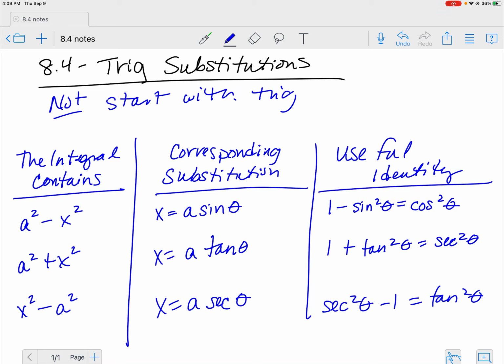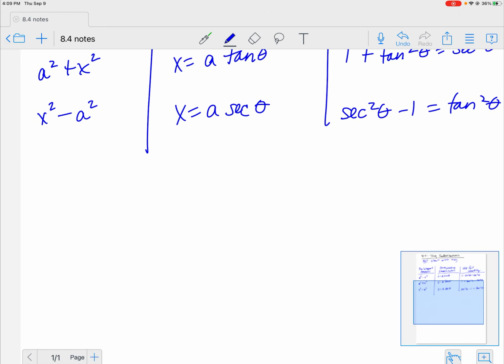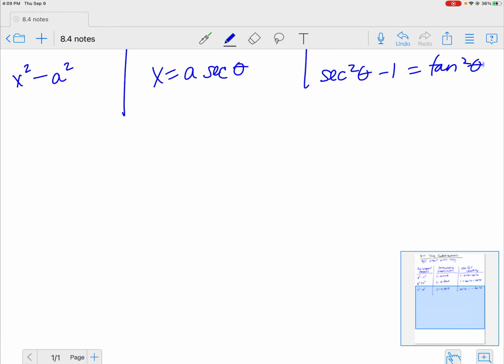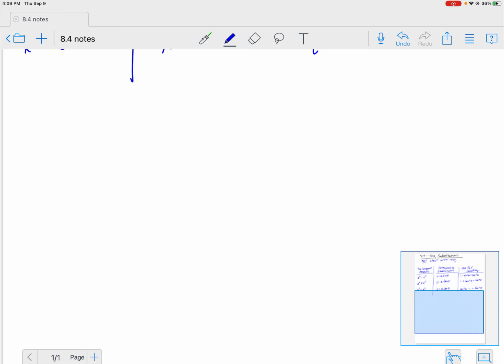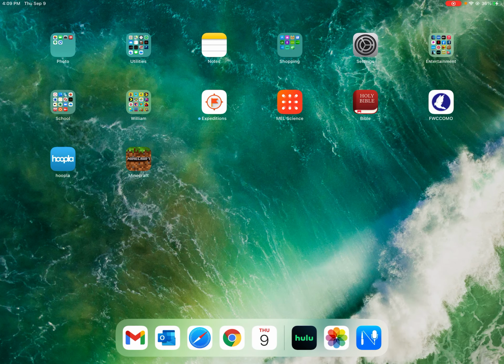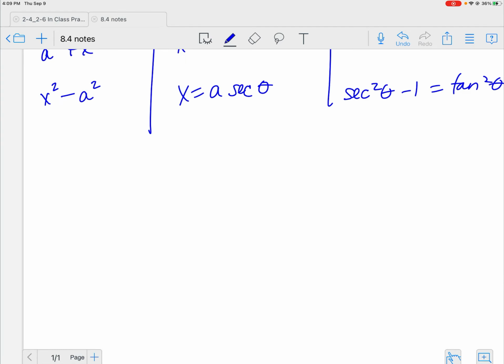Okay. Let's try some then, shall we? So here's our first one, which is example 2. We should have room for this one. These are rather long also, so just a heads up on that. But we should be okay here. Example 2. I want to integrate dx over 16 minus x squared to the 3/2 power.